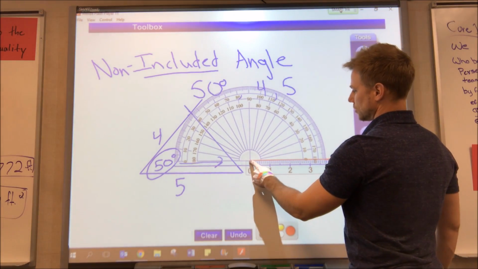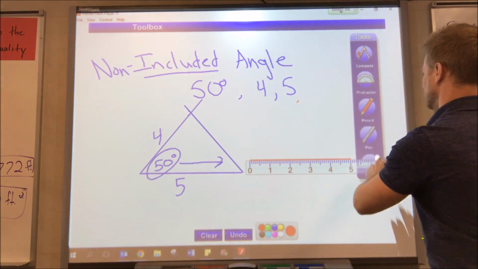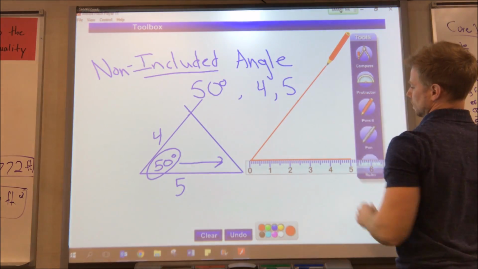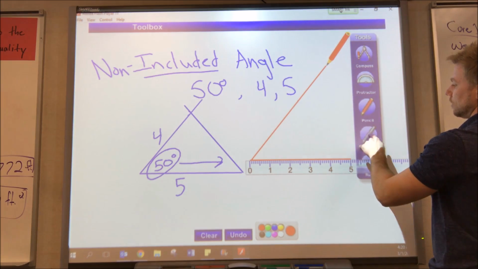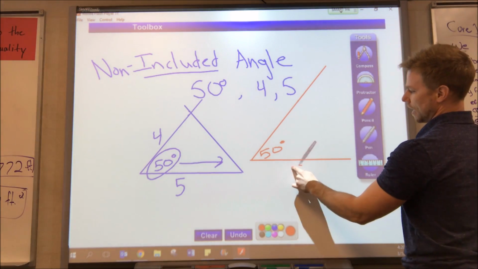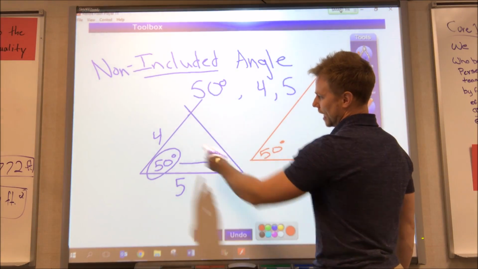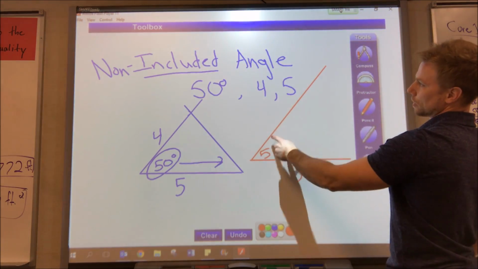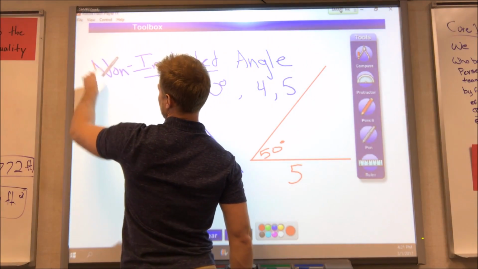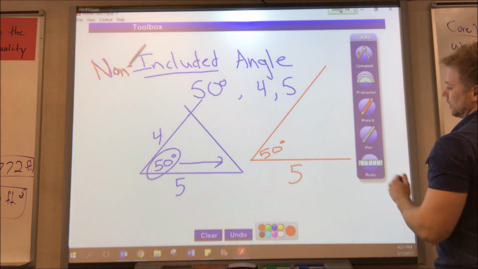So we'll move our protractor over here. Again, we're going to mark 50 degrees. Get rid of our protractor. Draw the angle of 50. So that's 50 down there. We have 5 on the bottom. Now, so far it looks the same, but I can't have the length of 4 be over here because that's included. For it to be non-included, which is what we're doing now, the 4 has to be on this side.